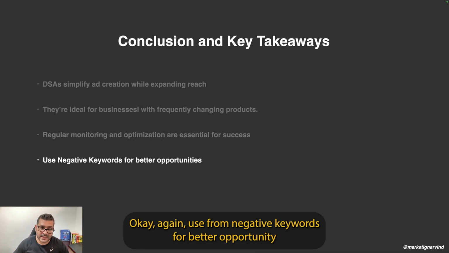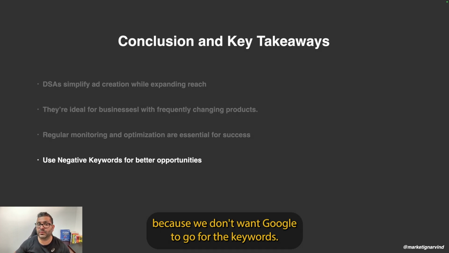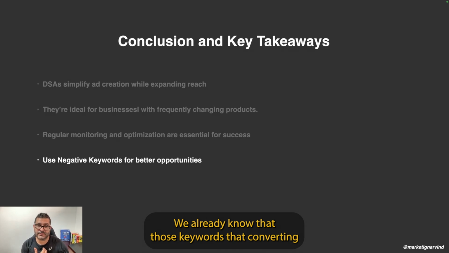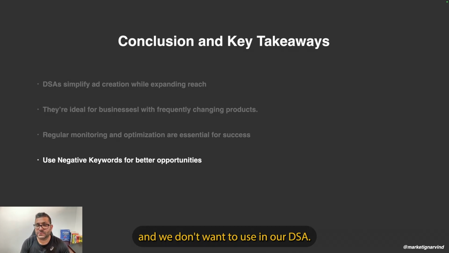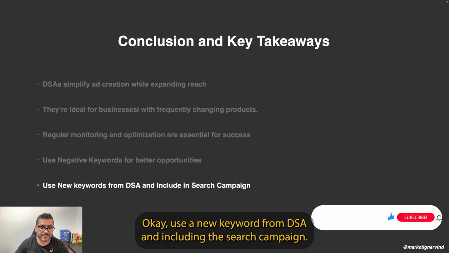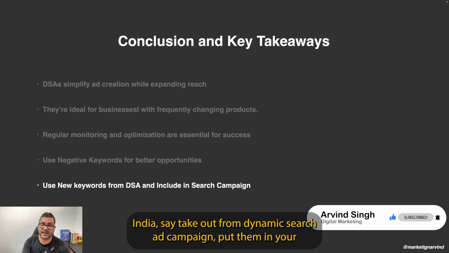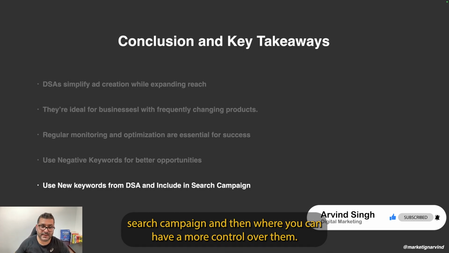Okay, again, use negative keywords for better opportunity, because we don't want Google to go for the keywords we already know. We already know that those keywords are converting, and we don't want them used in our DSA. So use negative keywords for better outcomes. Okay, use new keywords from DSA and include them in the search campaign. Once you find the keywords which are performing better in a DSA, take them out of the dynamic search ad campaign and put them in your search campaign, where you can have more control over them.